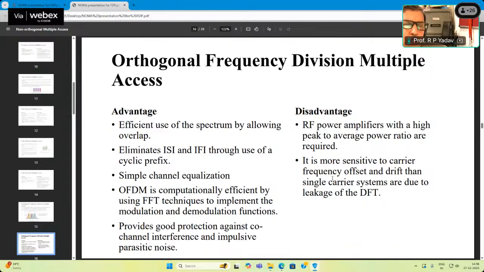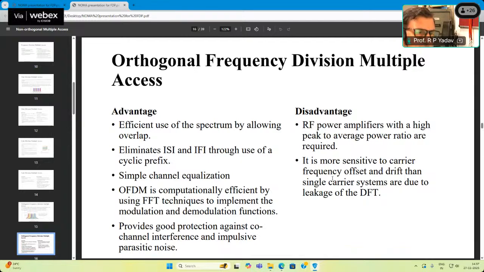Now, what are the advantages of orthogonality? As I told, efficient use of the spectrum by allowing overlap, and it eliminates ISI and ICI through the use of a cyclic prefix. That means we indicate where the frame is starting, so we provide one or two parity bits, you can call them, so that it can be easily made out where the message is starting, or if there are some delays, that bit can take care of it, or it can help us with synchronization also.